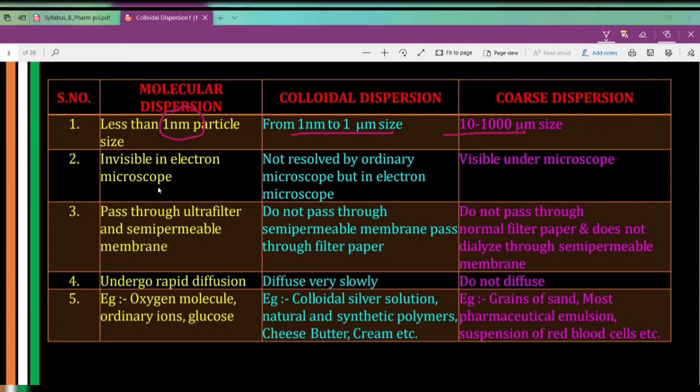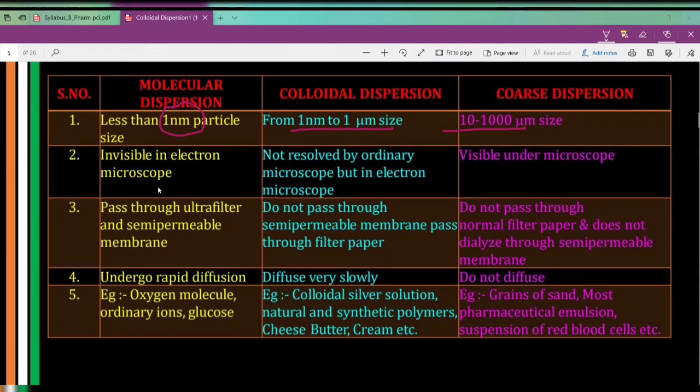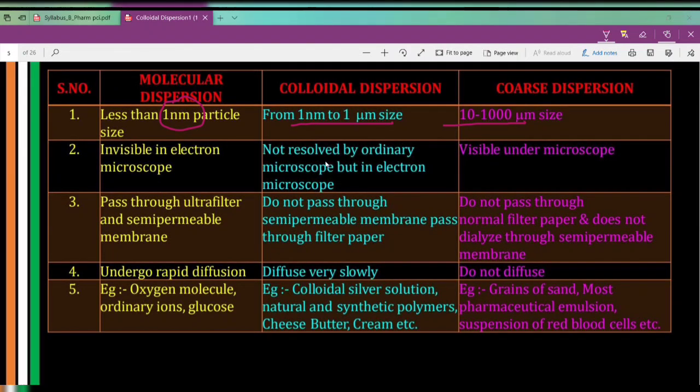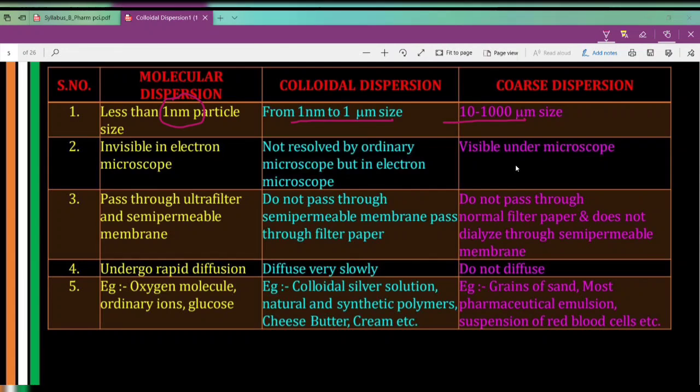For the colloidal dispersion, with an ordinary compound microscope we cannot resolve or observe it. But with a scanning electron microscope, we can observe the colloidal dispersions. The coarse dispersion has a larger particle size, so we can observe it easily with a compound microscope. So that is the point: you should remember which dispersion is visible under which microscope and which is not.